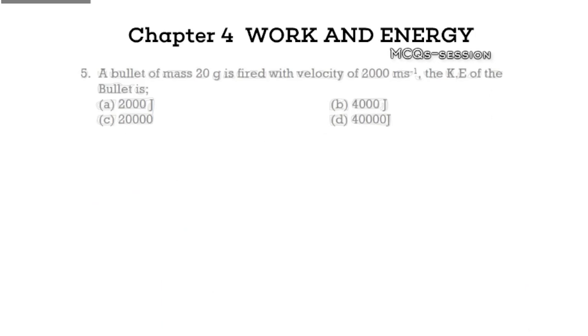Question 5. A bullet of mass 20 grams is fired with a velocity of 2,000 meters per second. What is the kinetic energy of the bullet? Options: A, 2,000 joules, B, 4,000 joules, C, 2,000 joules, D, 4,000 joules. Pause the video and guess the right answer. The correct answer is D, 4,000 joules.